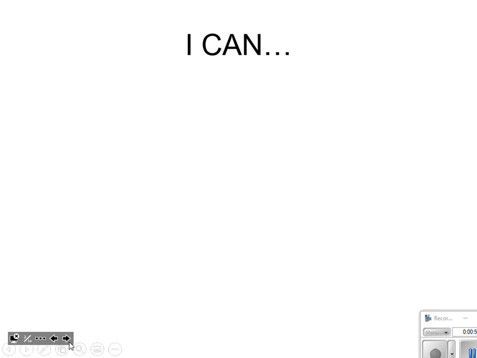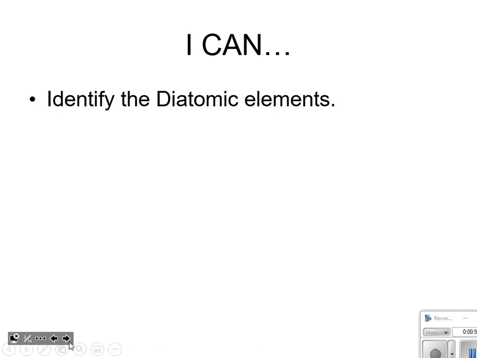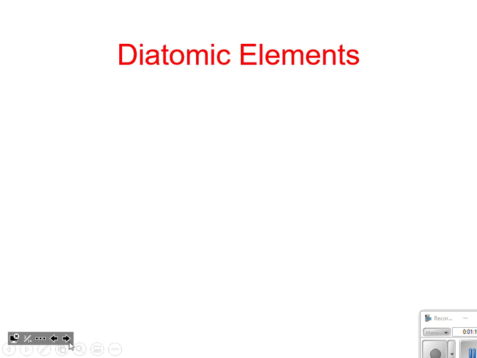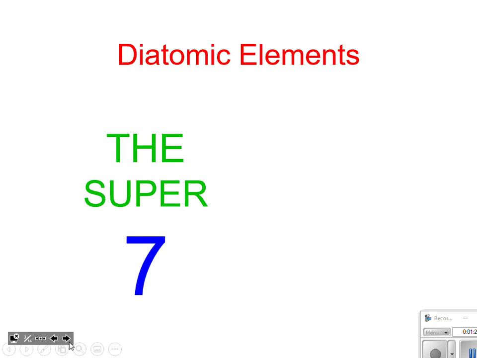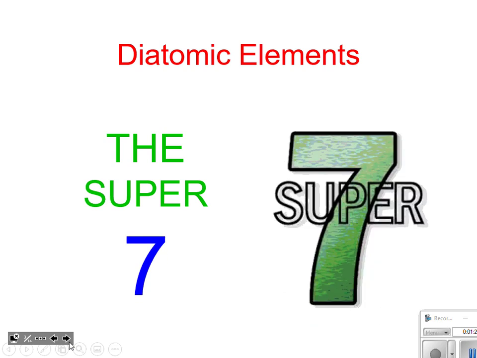I can identify the diatomic elements. And what you're going to see is I refer to the diatomic elements as the super 7, and you should have already seen that watching the video. The second learning target is that I can describe a polyatomic ion. Now, the diatomic elements, what I call the super 7, okay? Who can tell me from the video why I call them the super 7?